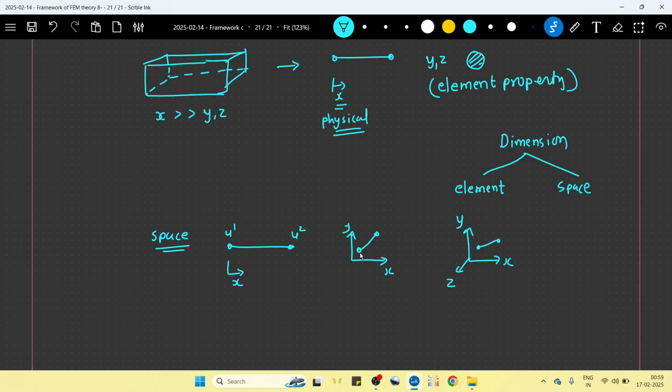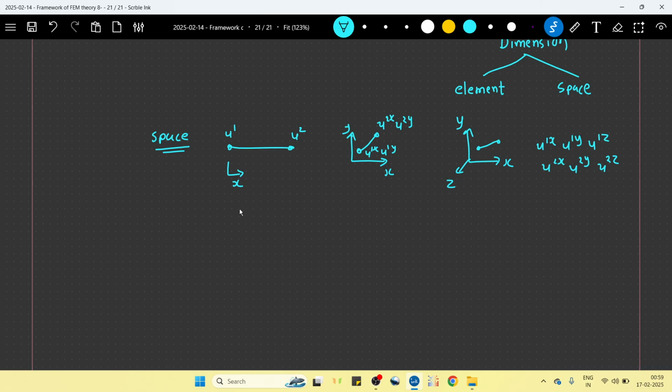If this 1D element is represented in 2D space, then the degrees of freedom become u1x and u1y: node number 1 x degree of freedom, node number 1 y degree of freedom. Similarly, node number 2 will also have 2 degrees of freedom. And in 3D space, the degrees of freedom are u1x, u1y, u1z, and node number 2 also has 3 degrees of freedom. So this is a bar element in 1D, 2D and 3D space.